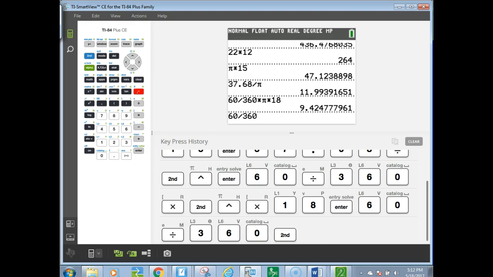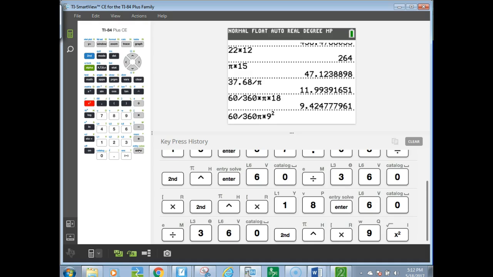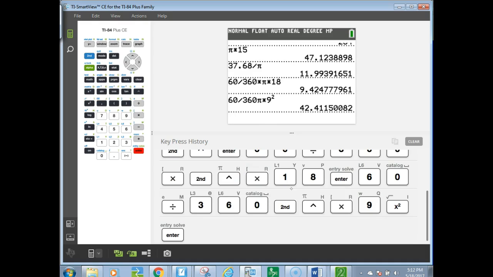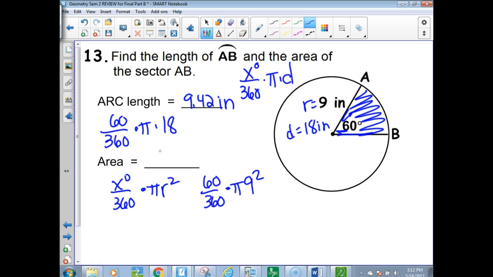Pi times 9 squared. Okay, and these are totally different units. This is 42.4. And if I want to go to the hundredths, 42.41. The inches are squared. These are square units now. We're looking at the space it covers, as opposed to the previous answer, which was just the length of this thing right there.